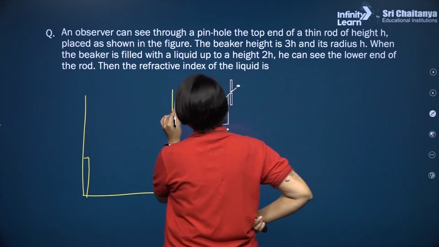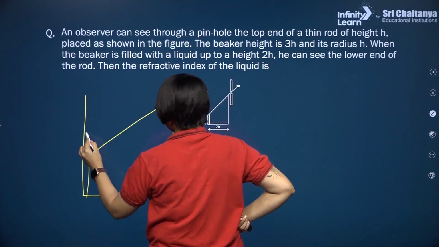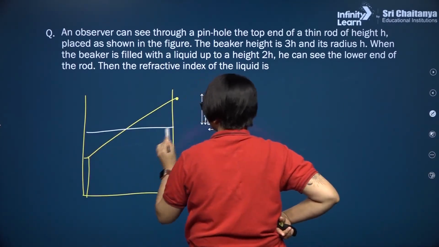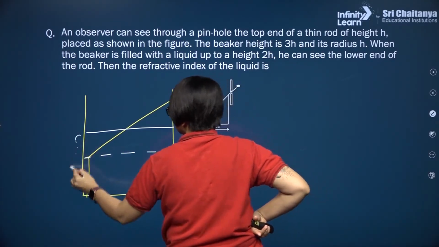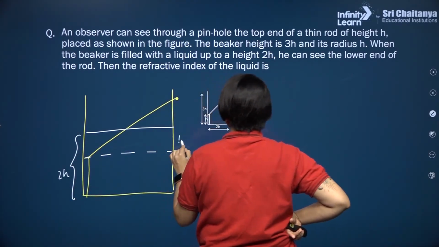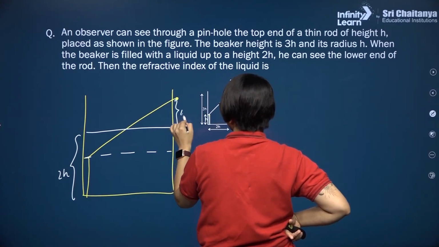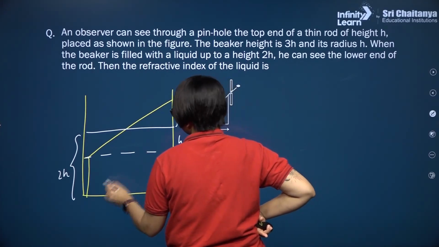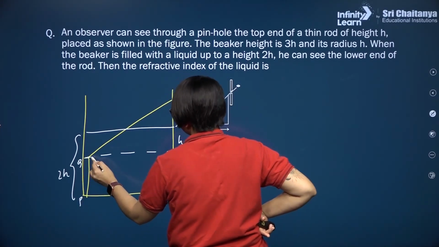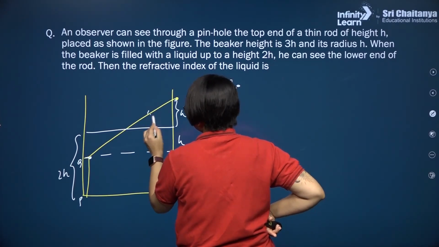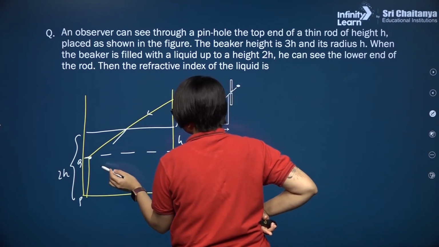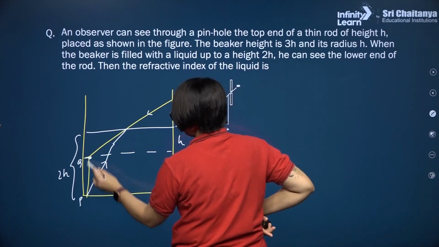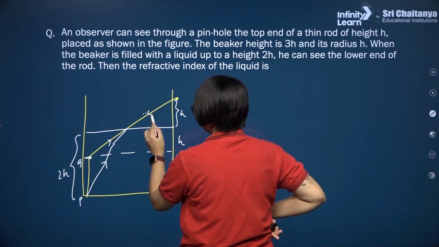So earlier when there is nothing, he can see this. Now when you fill this beaker with a liquid of refractive index mu up to a height 2h, this is 2h, this is h, right, and this is h, this is h. So because of the refraction, the image of P is formed at Q, and basically this ray is bent over here, and because of that he can see the image of P over Q like this.